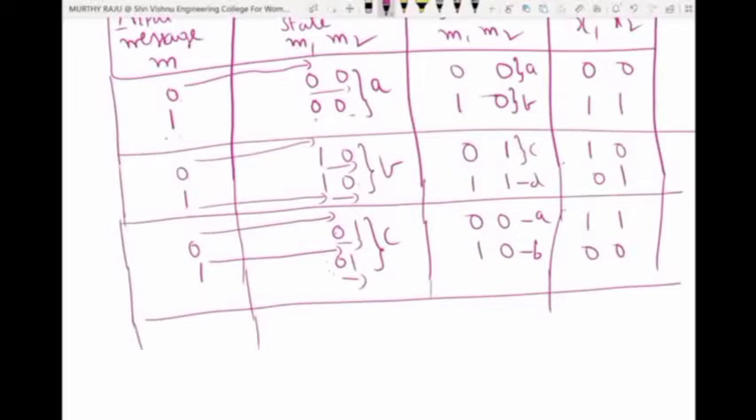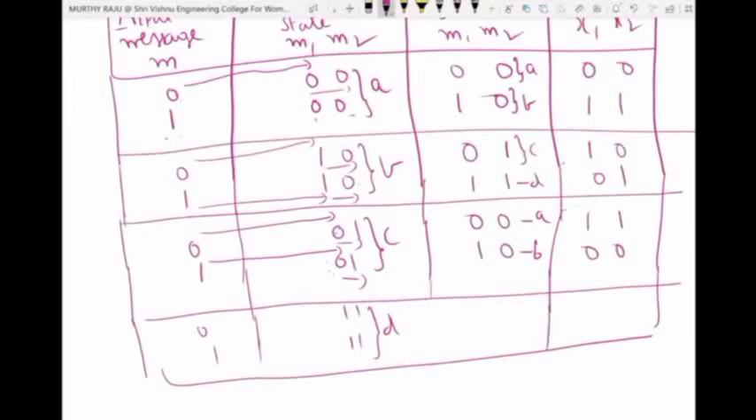Last one is D state 1 1 1 1. Here D, two possible values of M are 0 1, like that. 0 of M bit is shifted to 1, M1. M1 bit is 1, shifted to M2, that means 1, 0 1. 0 1 is C.